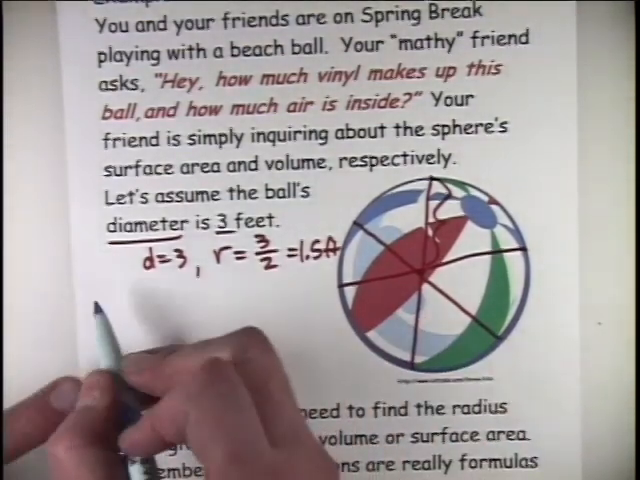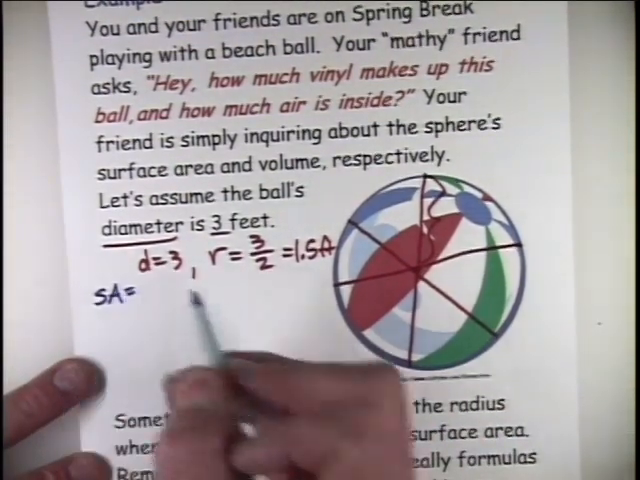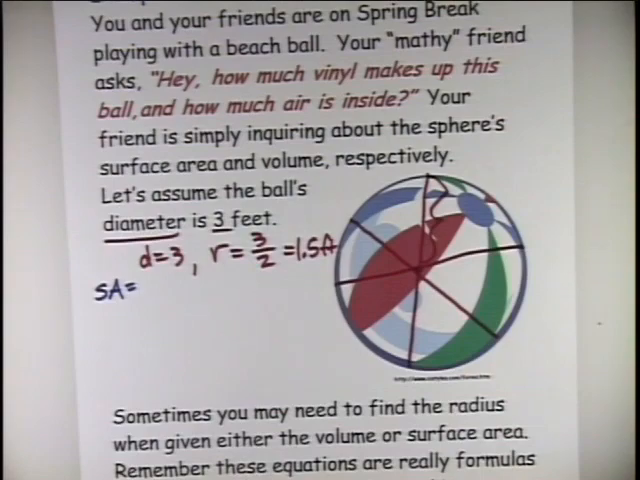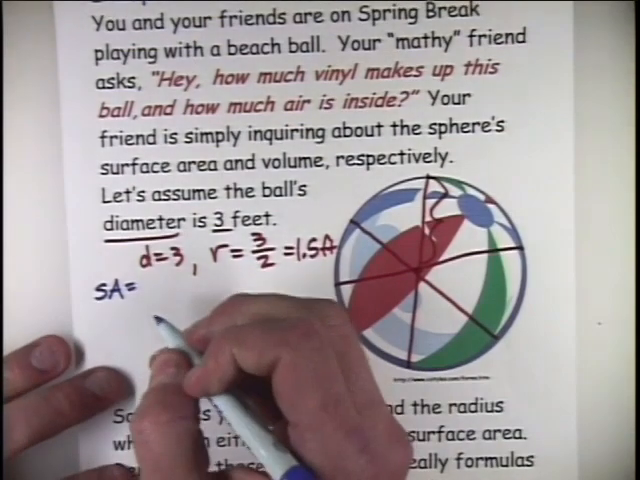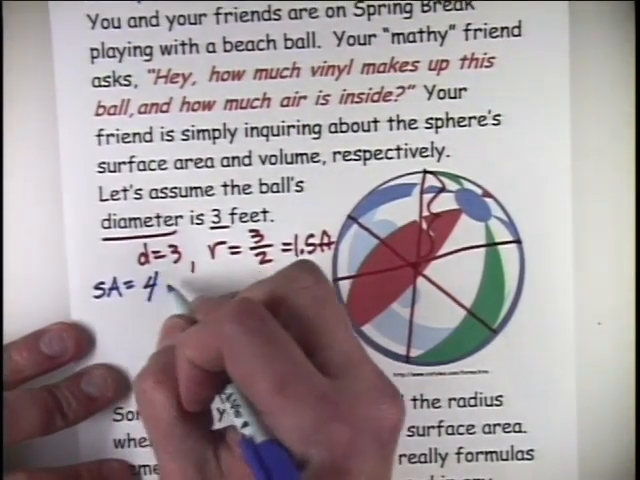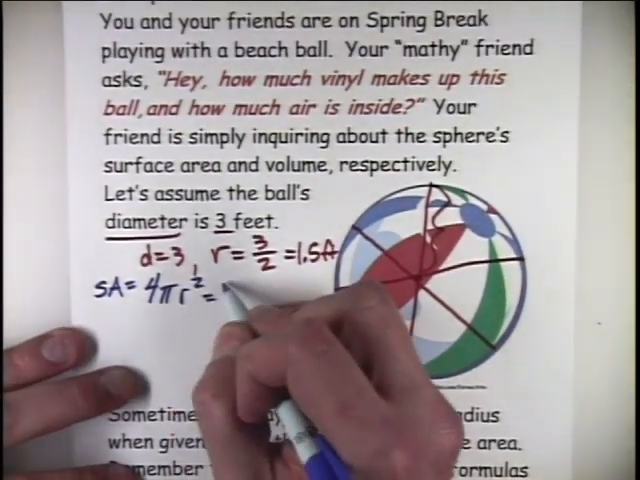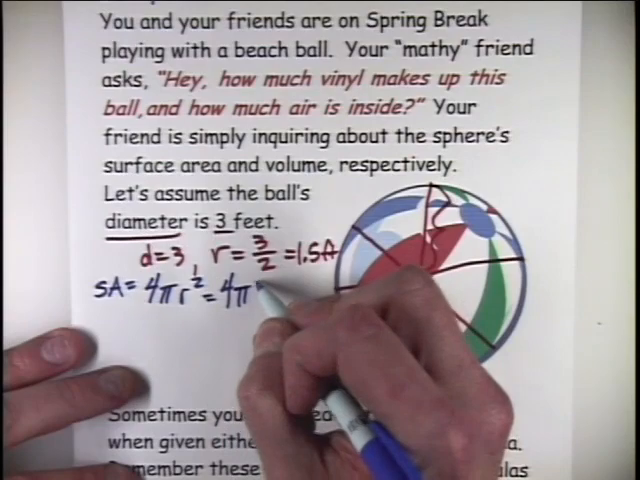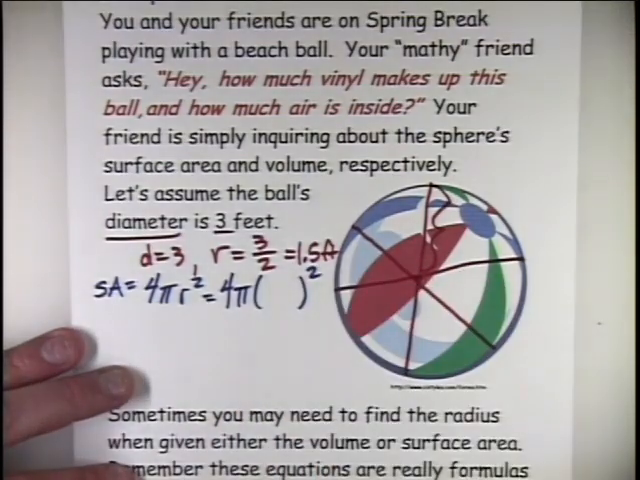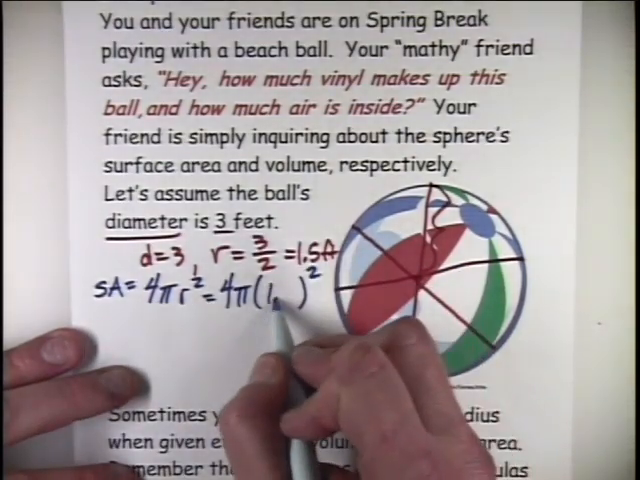Let's go ahead and find surface area first. I recommend writing out the equation every time, the formula, because it helps you remember it. The formula for the surface area of a sphere is 4 pi r squared. Now we'll just plug in. That's 4 times pi, which is a constant, times our radius squared, and our radius is 1.5.